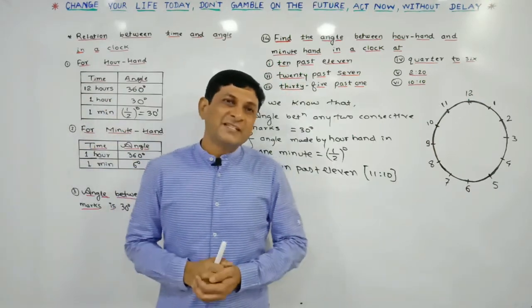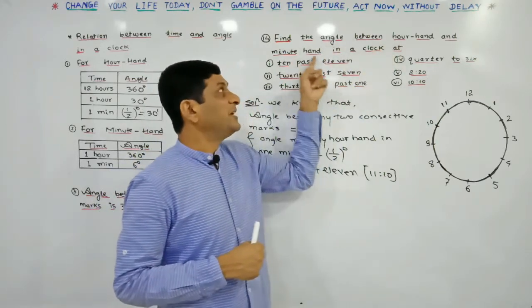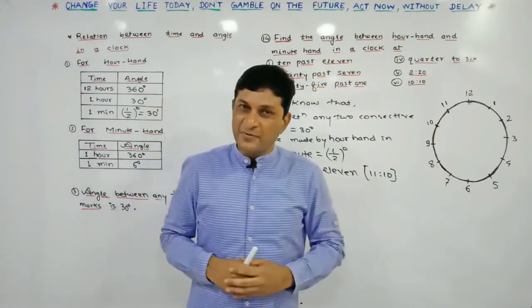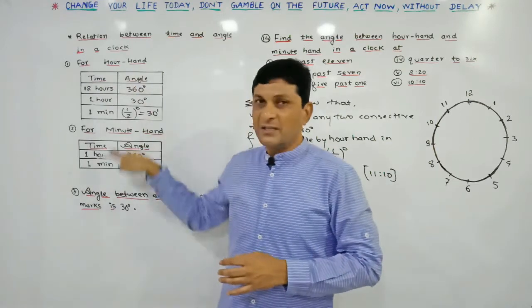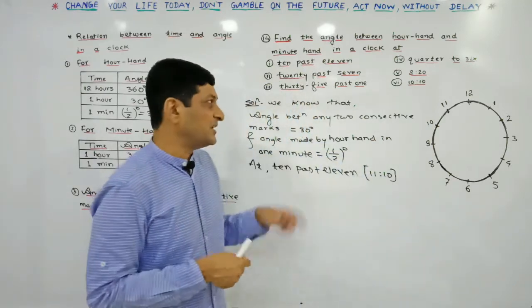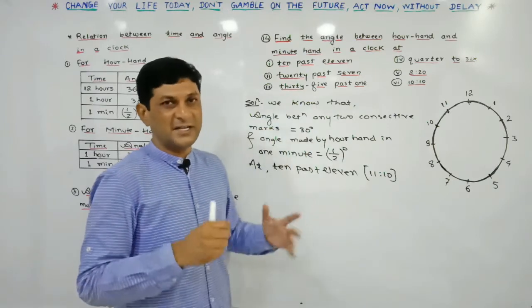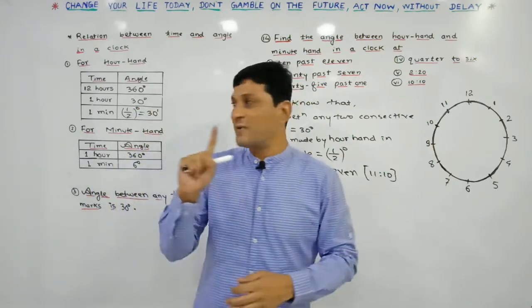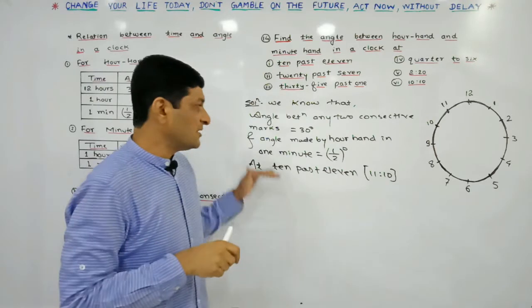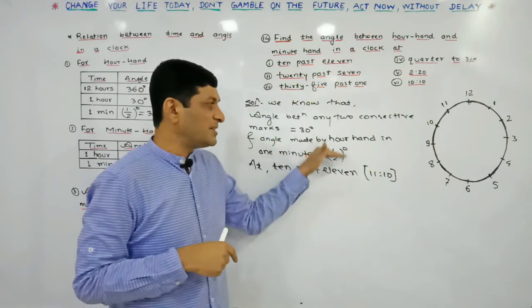Now we are solving the example from question number 14, in which we have to find the angle between the hour hand and minute hand of a clock at the given time. To solve this, we have to use all these results. We know that the angle between any two consecutive marks is 30 degrees. And what is the angle made by the hour hand in 1 minute? Half a degree. That result we are also using while solving this example.